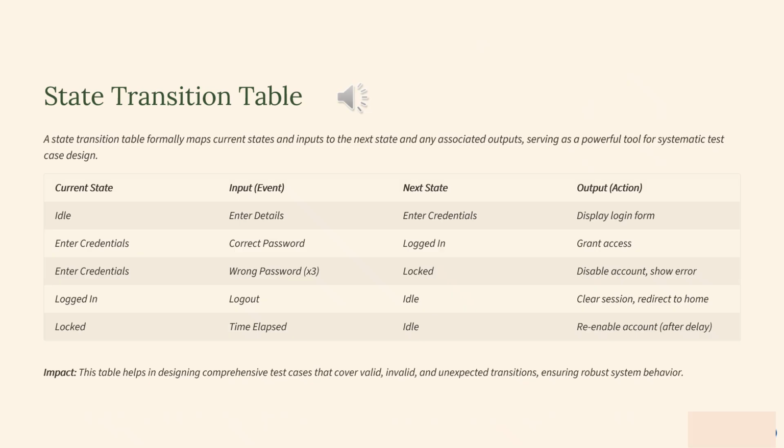Next topic, state transition table. A state transition table shows how a system moves from one state to another. It includes the current state, the input event, the next state, and the resulting action. For example, when a user enters the correct password, the system moves from enter credentials to logged in. If the password is wrong 3 times, the system moves to the locked state.